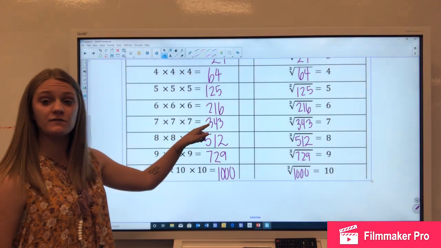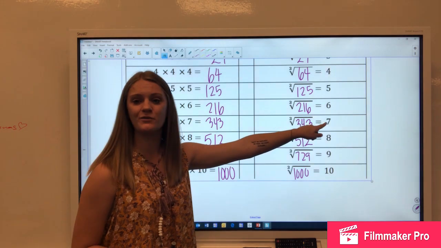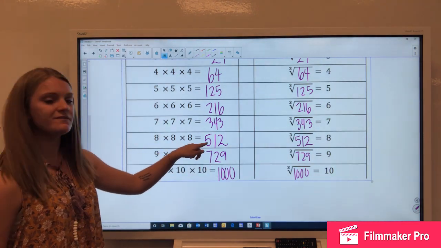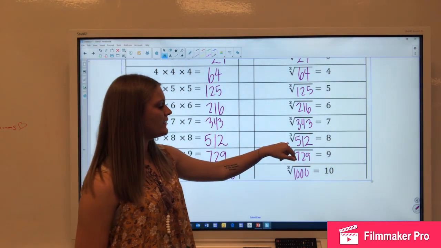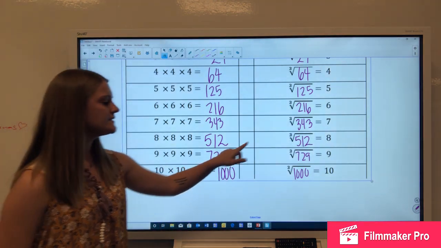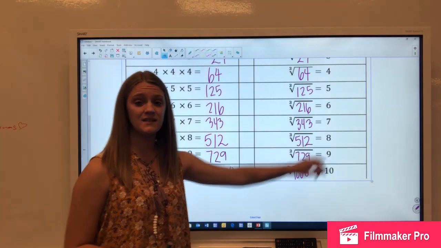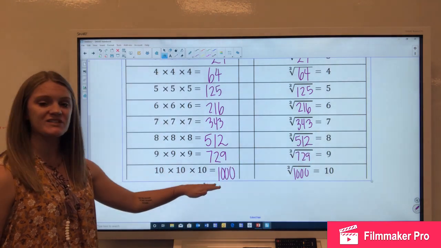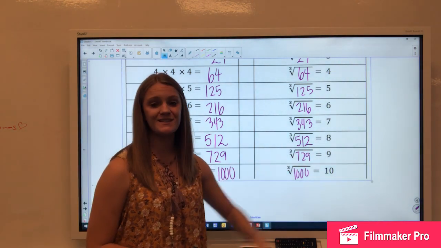7 cubed is 343, the cube root of 343 is 7. 8 cubed, 512, the cube root of 512 is 8. 9 cubed is 729, the cube root of that is 9. And lastly, 10 cubed is 1,000. The cube root of 1,000 is 10.